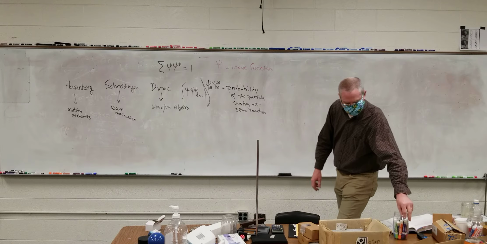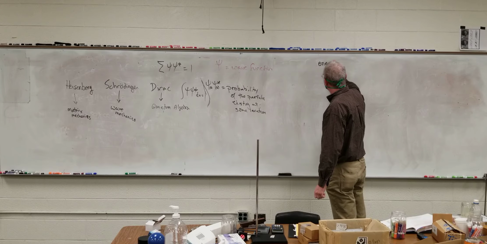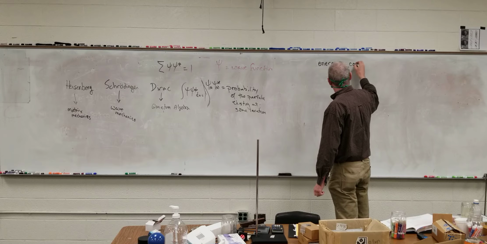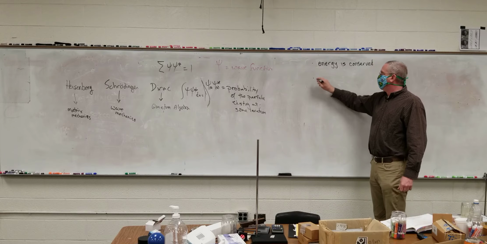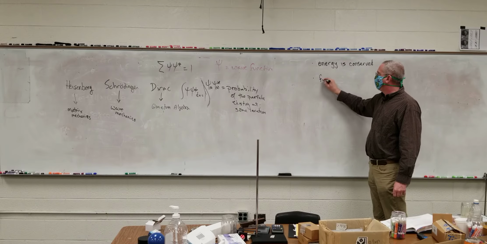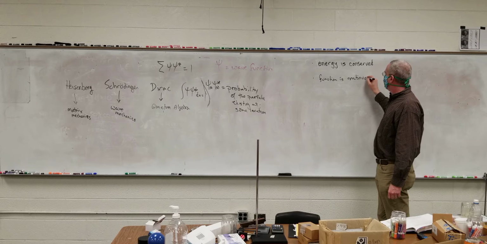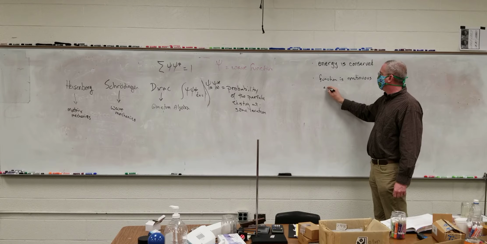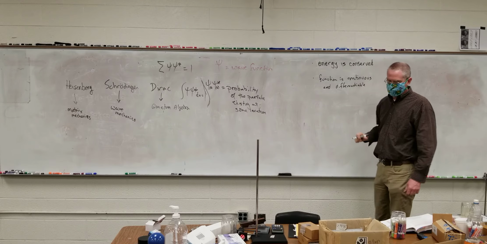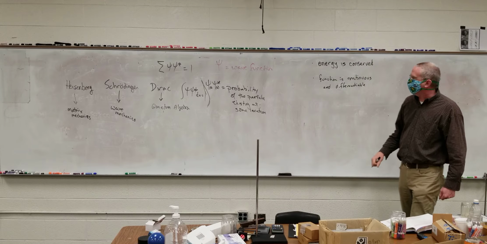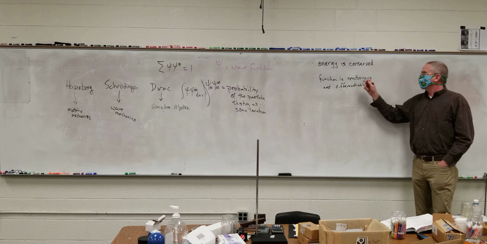All right. So he starts with the following premises. Energy is conserved. The function is continuous, continuous and differentiable. This is often referred to as the function being well behaved. So first off, what does continuous mean?